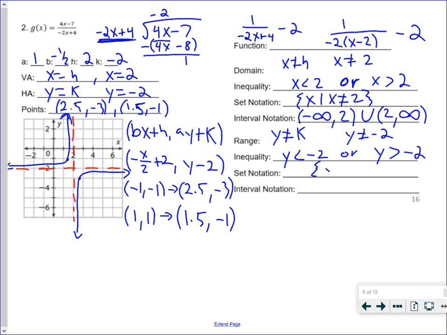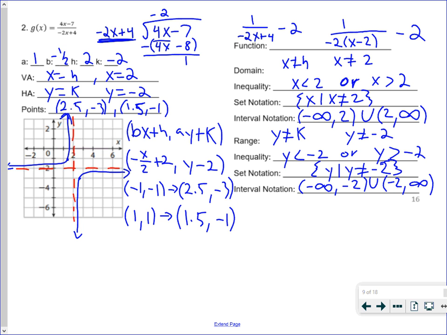Set notation is every y value such that y does not equal negative 2. So -2 with that fancy bracket. And interval notation will be negative infinity to -2, then the big U for union, -2 to positive infinity. All right, so that's number 2.